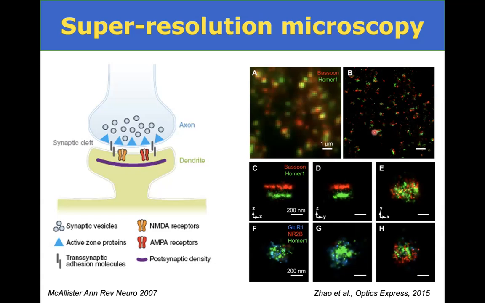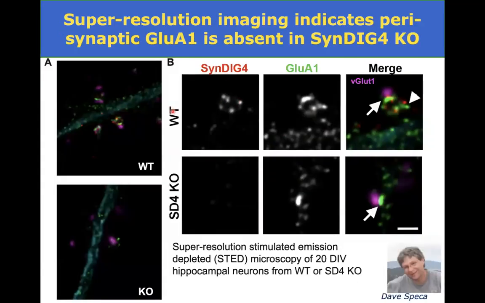But you can use super resolution microscopy in order to distinguish these now. So here's the bassoon, which would be here, and the Homer, which would be here. Now you see this very nice separation that you couldn't see with confocal microscopy. And this is an area that we've moved into more recently, super resolution microscopy, and applied that to our system. So, for example, here's a wild type animal or a knockout animal.